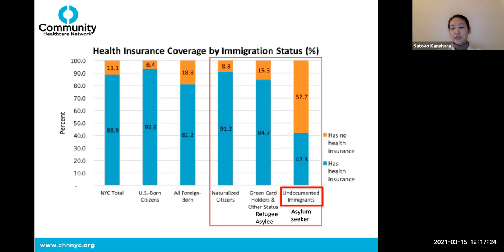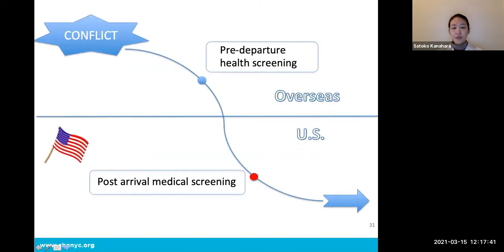And asylum seekers will likely fall in this category of undocumented immigrants with low health insurance, whereas refugees and asylees, once they're granted, probably fall in the green card holders and other status where they can have benefits of health insurance. Oops, sorry.